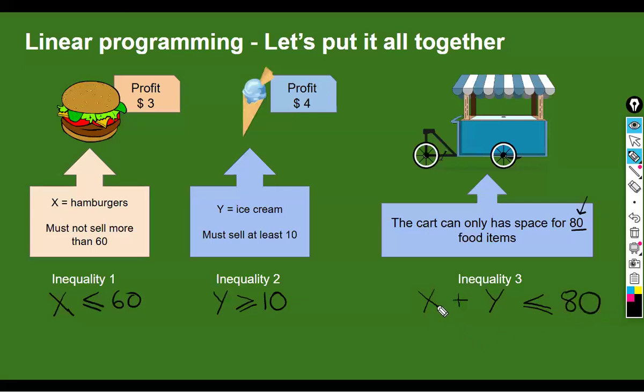That does not mean X is 40 and Y is 40. It could be 30 and 50. It could be 29 and 51. All of these things add up to what? 80. Our calculations at the end of the question will tell us exactly how much space to leave for the hamburgers and exactly how much space to leave for the ice cream.